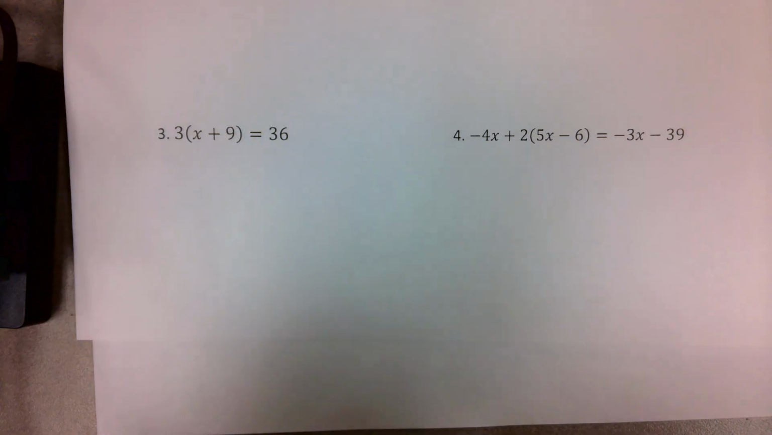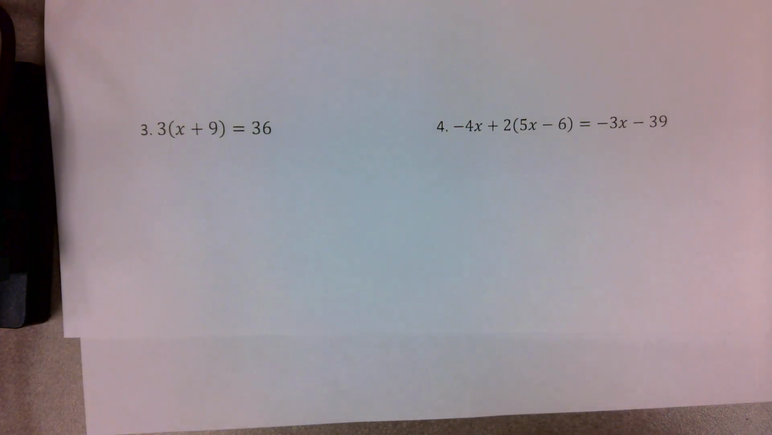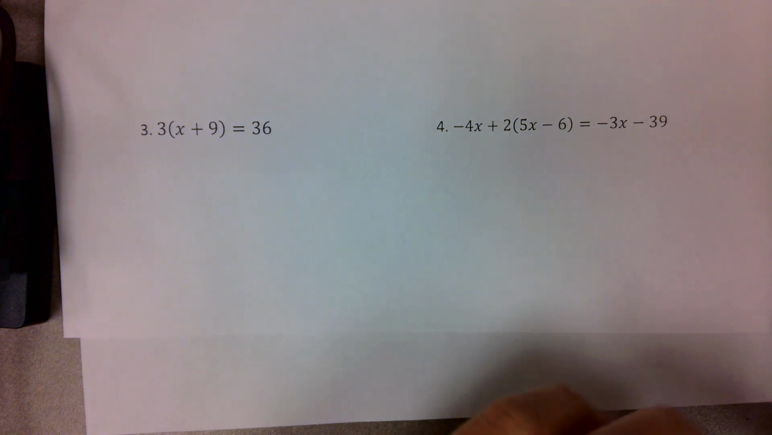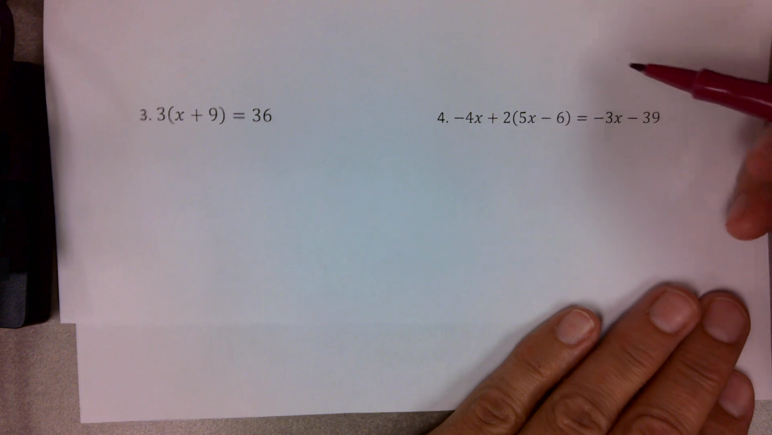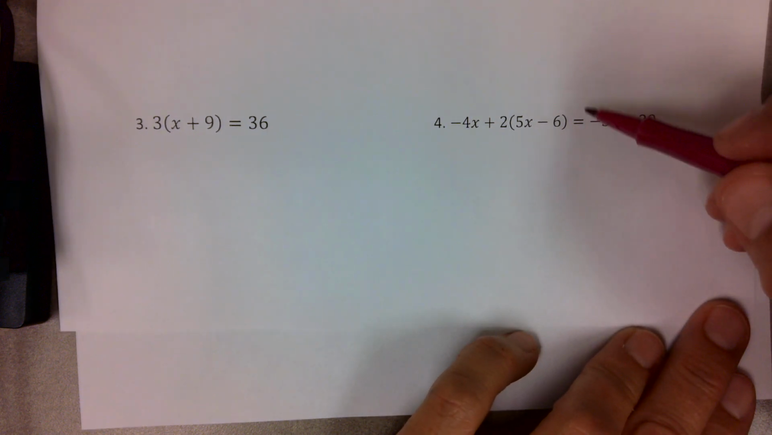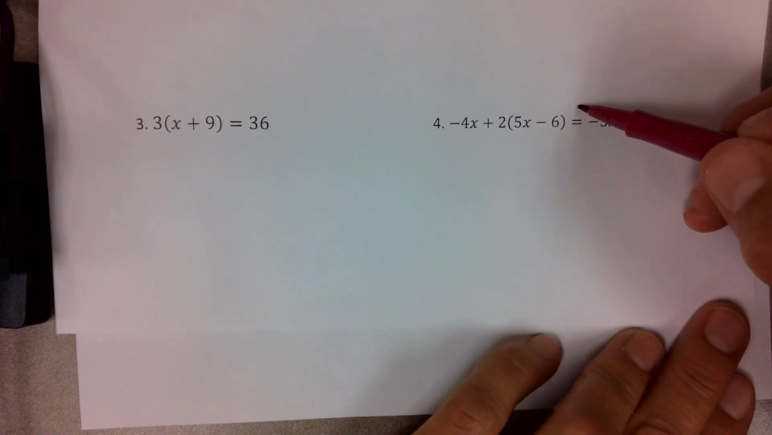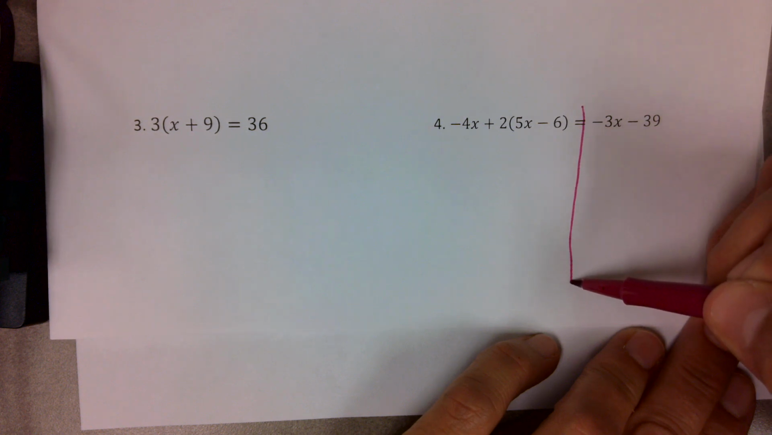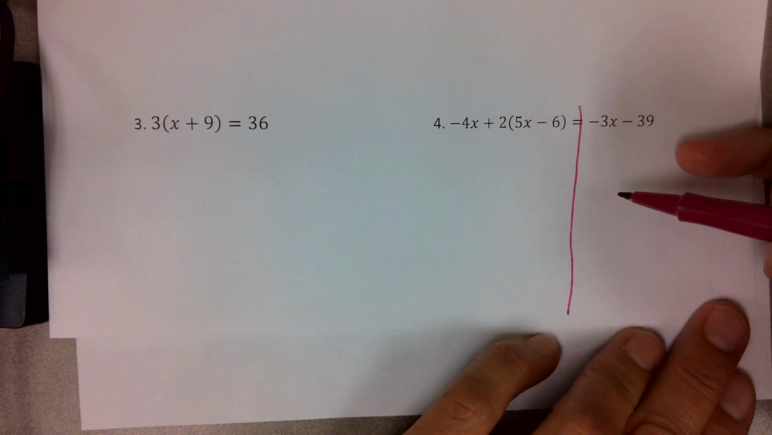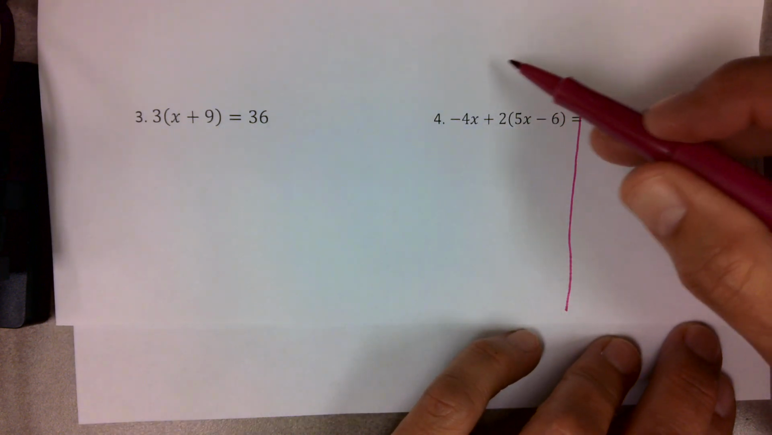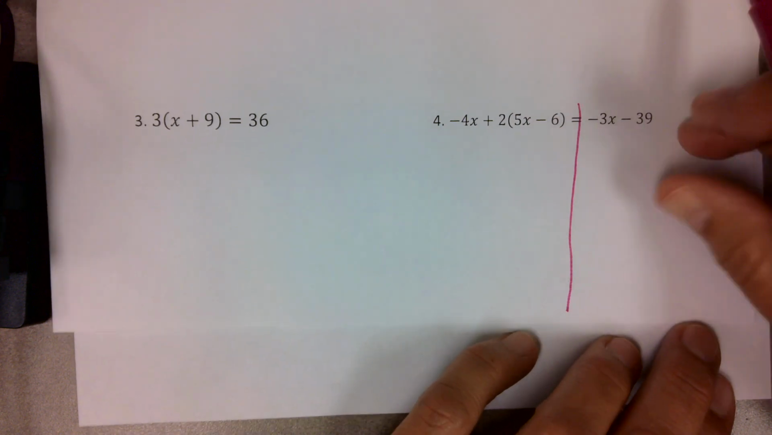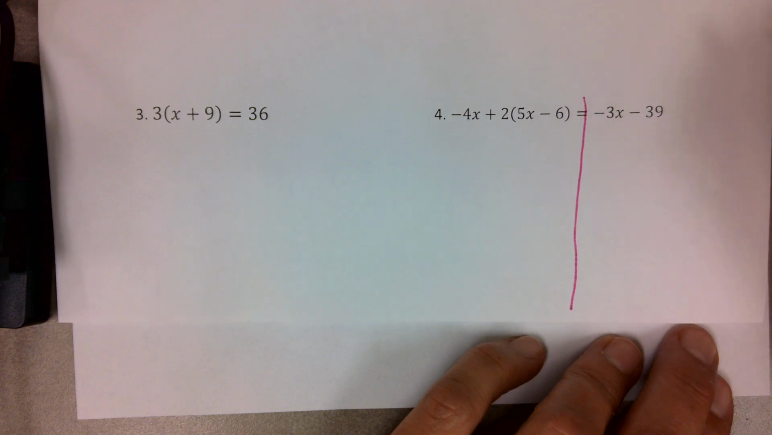Okay. Someone requested this problem as a quick review for solving equations. Anytime we solve an equation, the best strategy that we've been telling you is to draw that line from the equal sign down, dividing your problem into two parts. Whatever you do to one part, you have to do to the other side.